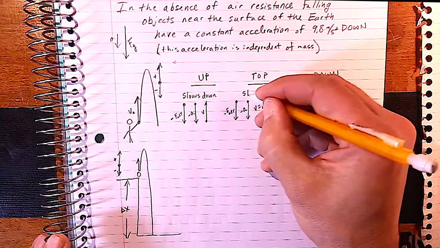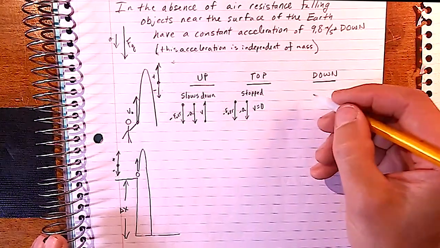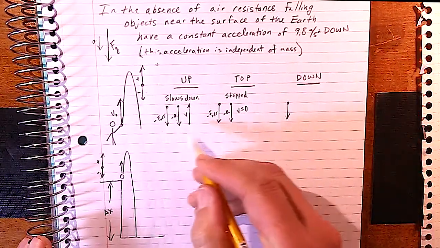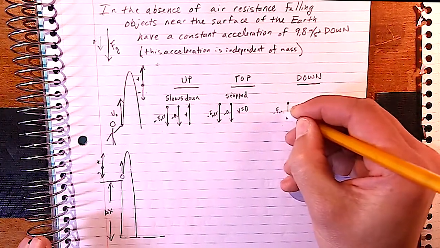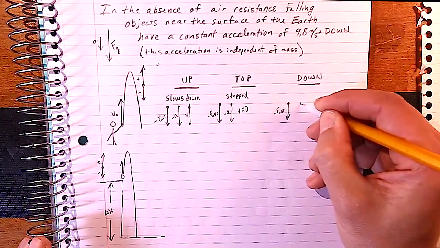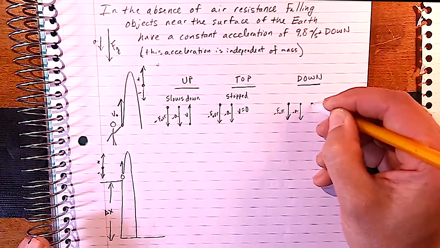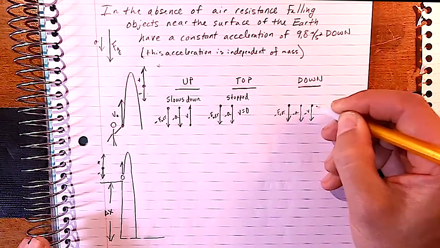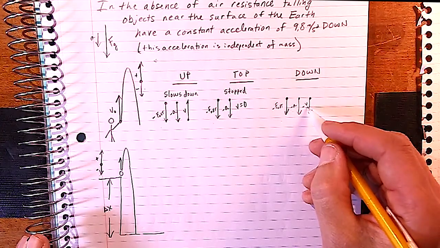So at the top, it has stopped. On the way down, the net force is still down. Notice, the net force is down the whole time because the force of gravity is down the whole time. So we have a downward net force, therefore we have a downward acceleration, and we have a downward velocity because it's moving down. What is true when the acceleration and the velocity are in the same direction?